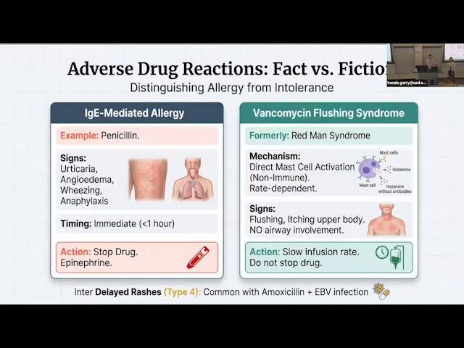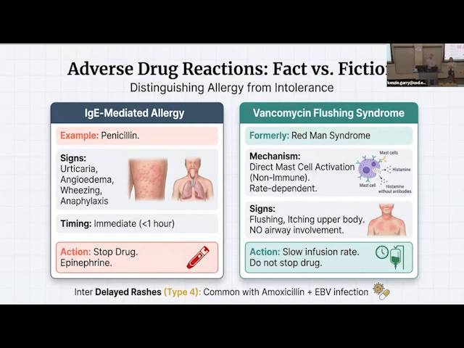Adverse drug reactions: IgE mediated allergy and vancomycin flushing syndrome. These are two different allergies, and they have different mechanisms. IgE mediated allergy, the most common we know being penicillin allergy, will cause urticaria, angioedema. But vancomycin flushing syndrome has a different mechanism. It causes direct mast cell activation, it's not immune, and it depends on the IV infusion rate.